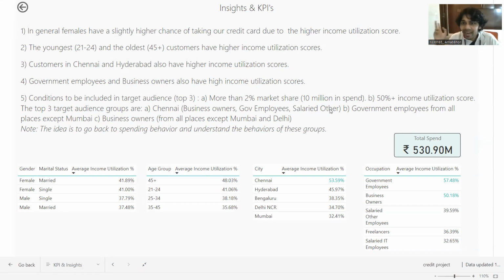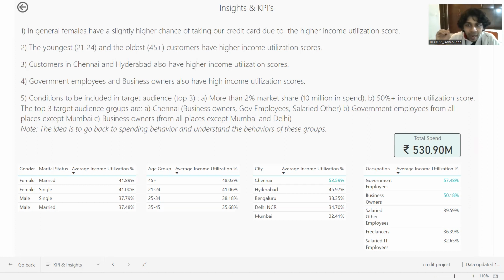So what I mean by that is 530.9 million is the total spend, right? So 2% of that would be a little more than 10 million. Like 1% of 500 million is 5 million, so 2% is about 10 million. So that's the logic I used here. And secondly, it should have 50% or more income utilization score. These are the two criteria on which I'll be forming my segments.